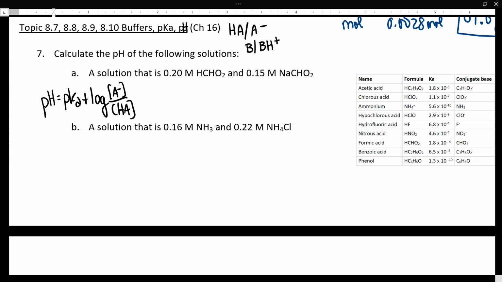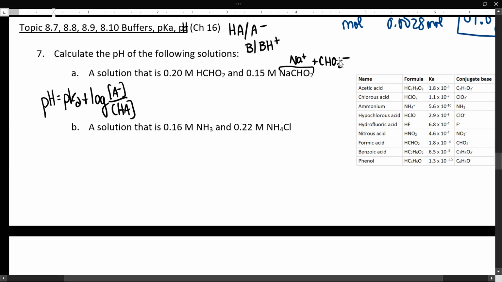So you want to recognize that, okay, HC2HO2, this is an acid, and when I dissolve it in water, it's going to break apart and form these two ions. And this right here, CHO2 minus, is the conjugate base of this acid right here. So this is a weak acid and conjugate base, so I have a buffer. And that's important to know because if you have a buffer, then you can use this equation right here, which is found on your equation sheet. You don't need to memorize it. It's right there for you.